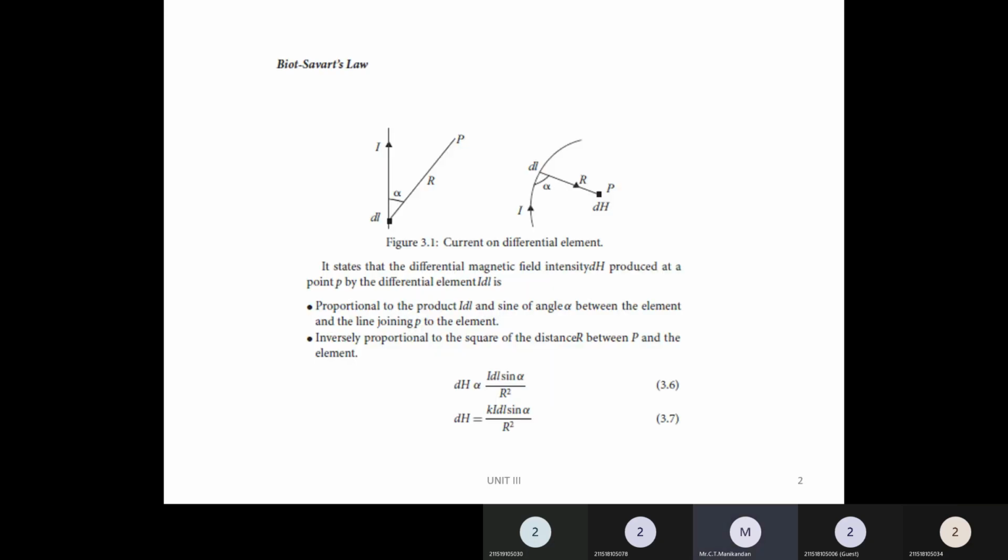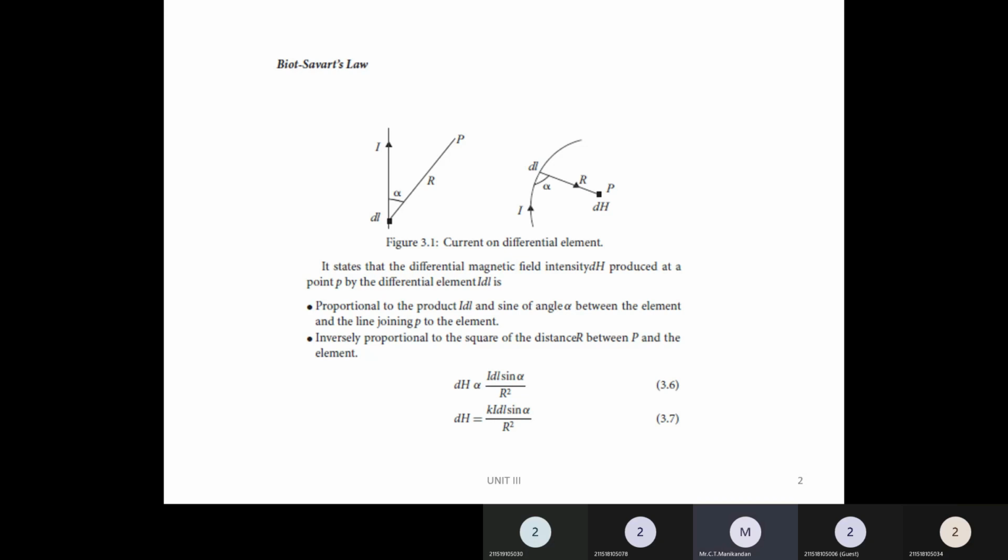In Biot-Savart's law, mainly they will be asking this part. By giving the I value and the R value, you'll be asked to calculate the magnetic field intensity. So what is dH? dH is nothing but the magnetic field intensity. It is directly proportional to the product of the current element, I dL, into sine alpha divided by R square.